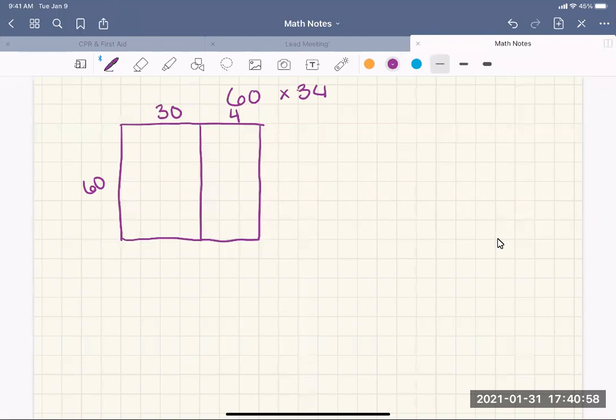So in our larger rectangle, it's going to be 60 times 30. And in our smaller rectangle, it's going to be 60 times 4. So we have 6 tens times 3 tens. And we know if we have tens and tens, that's going to give us hundreds. So 6 times 3 is 18. So that's 1800s.